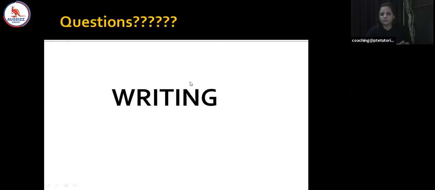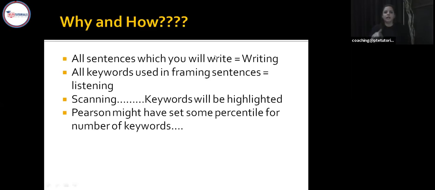Yes, sir, there are charges for re-evaluation, around 8-9,000. It is better that you appear again, because the software will check again, and once it has marked some errors, it will show those things as errors again. I have explained that all sentences you write equal the writing score, and all keywords used in framing sentences equal the listening score. Scanning will be there, and the number of keywords that get highlighted gives you the score for listening.